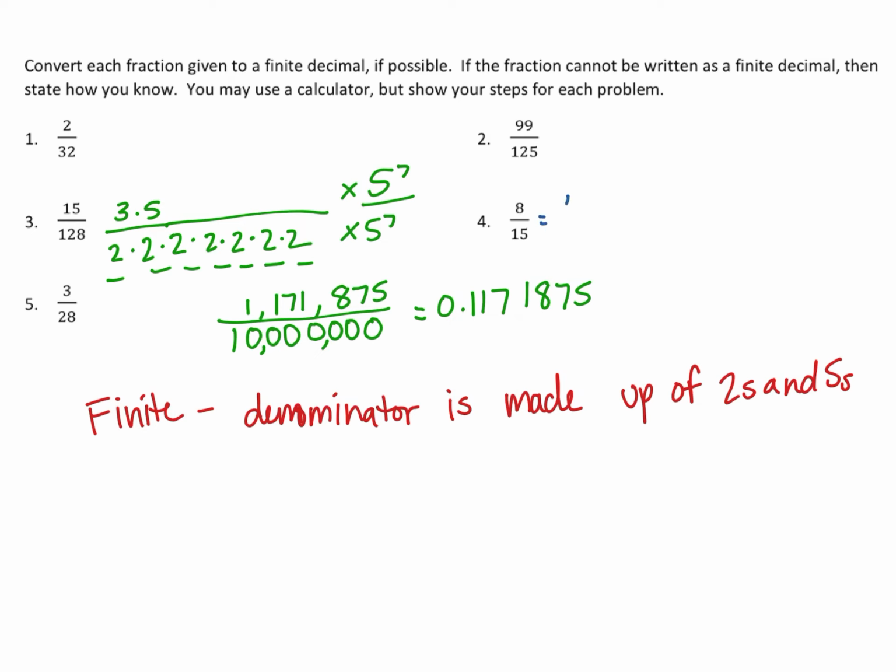Number 4 can be written as 4 times 2, and 4 can be written as 2 times 2, and then 15 can be written as 5 times 3. Because the denominator is not just a 2 or a 5, there's a 3 in there, it is going to be infinite.